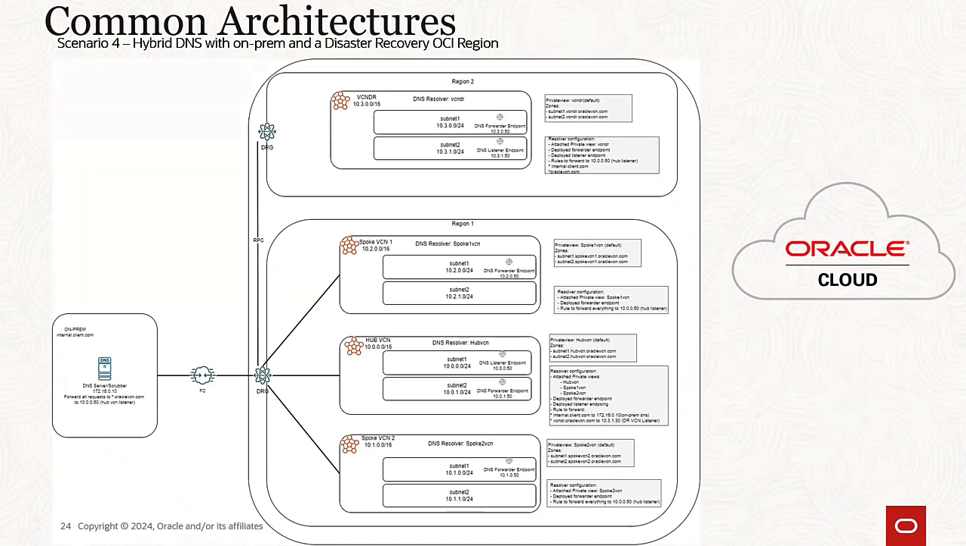Sorry to interrupt. I have a question. What happens if I don't want to use OCI private DNS? Do I have solutions for that, or do I really need to use it?